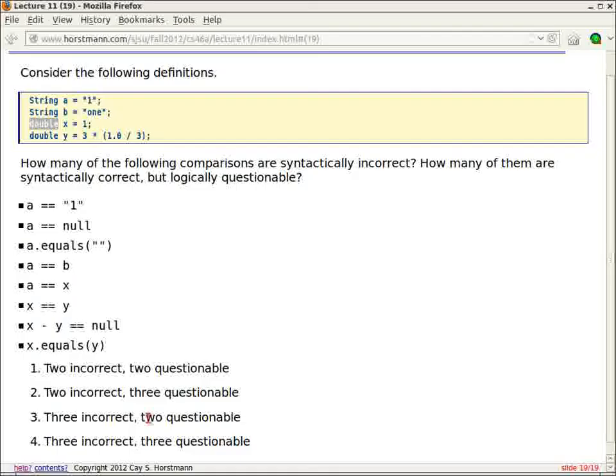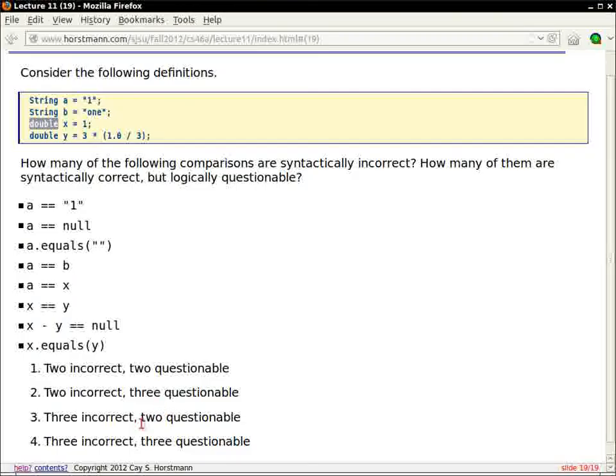All right, so we found 3 incorrect ones. And now let's see how many questionable ones we can find. This one here, questionable, because we're not supposed to use equal with strings. This one here is fine, so one questionable. This one is fine because we might want to know whether A is null. This one here is fine, it's good to use equals with strings. Over here we have another use of equal with strings, so that's bad.